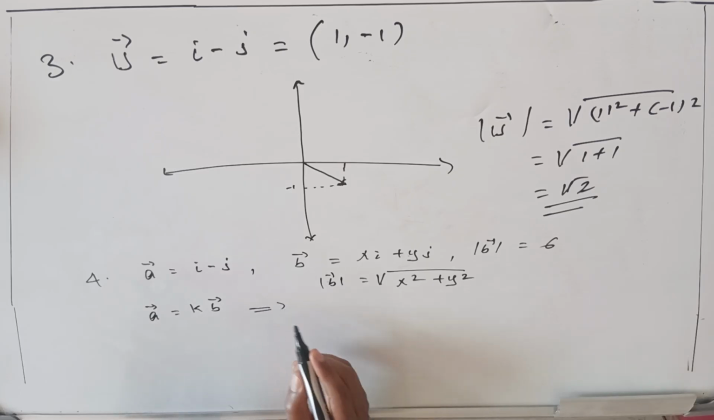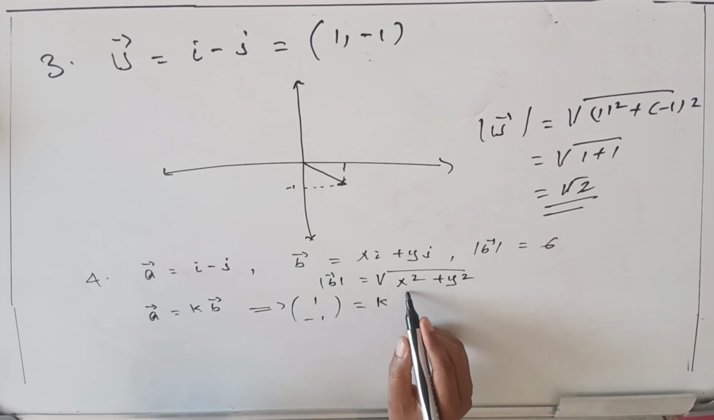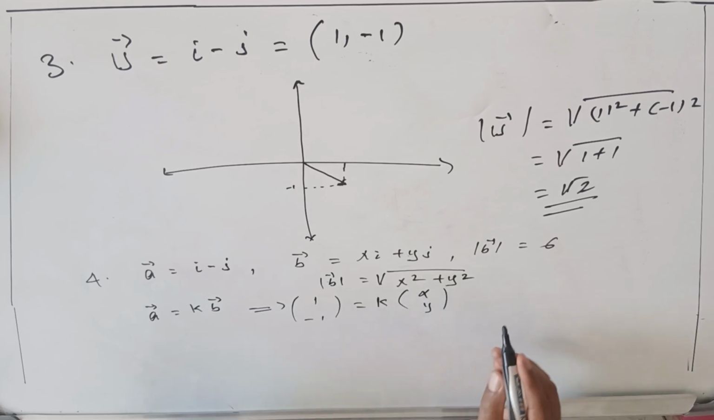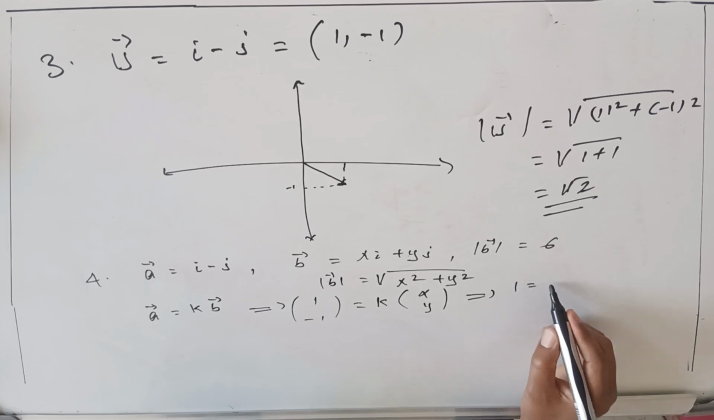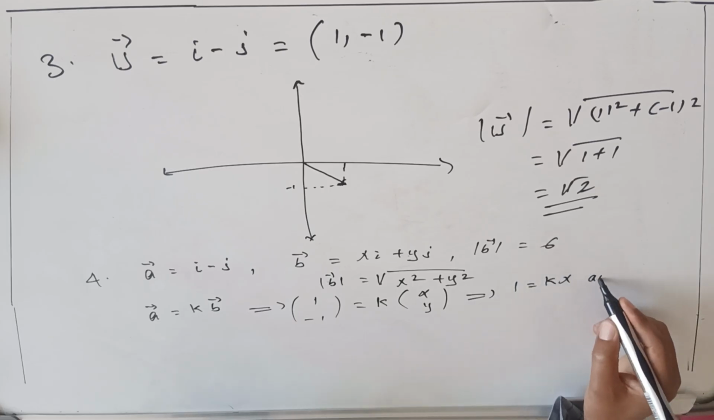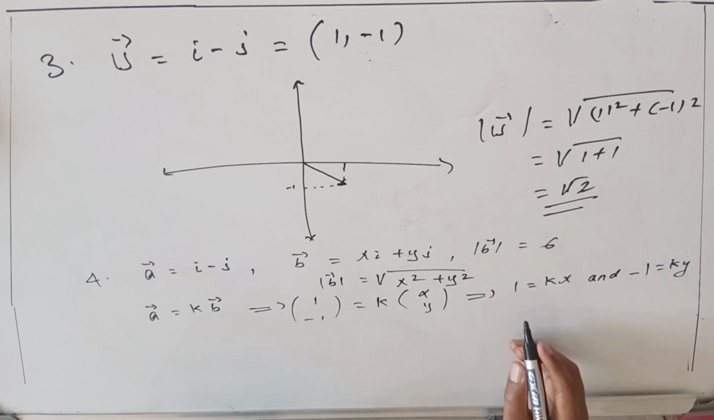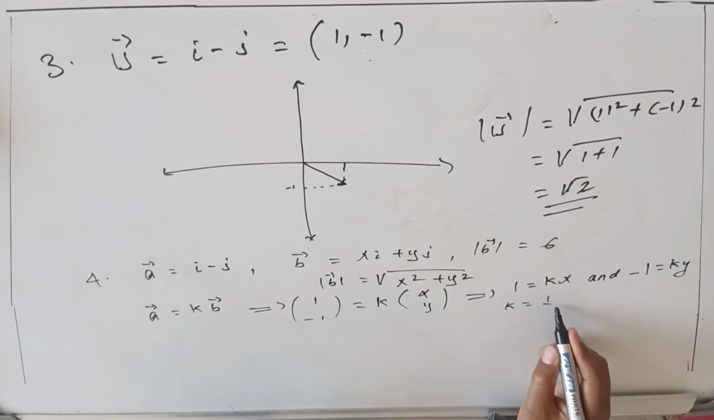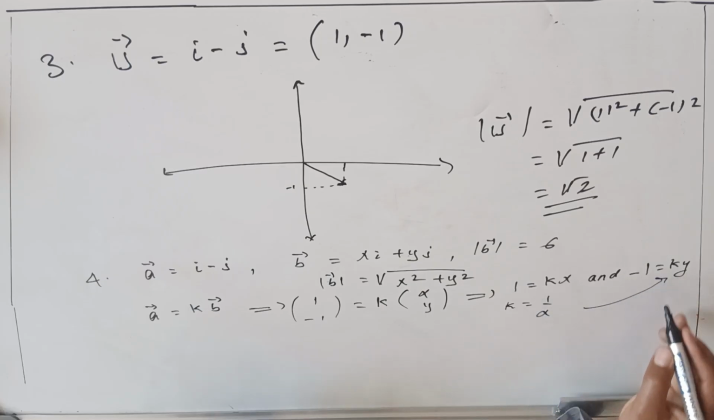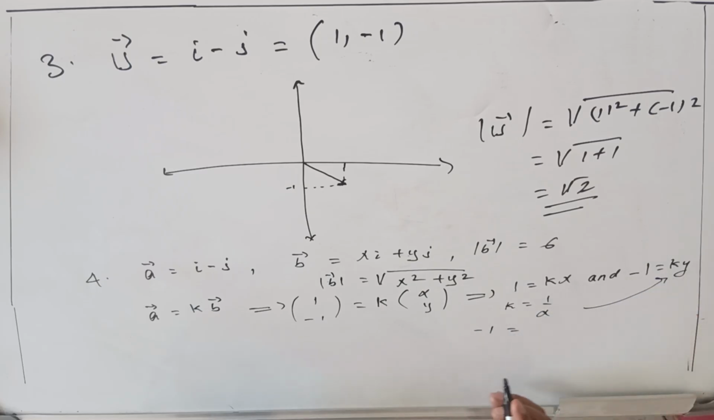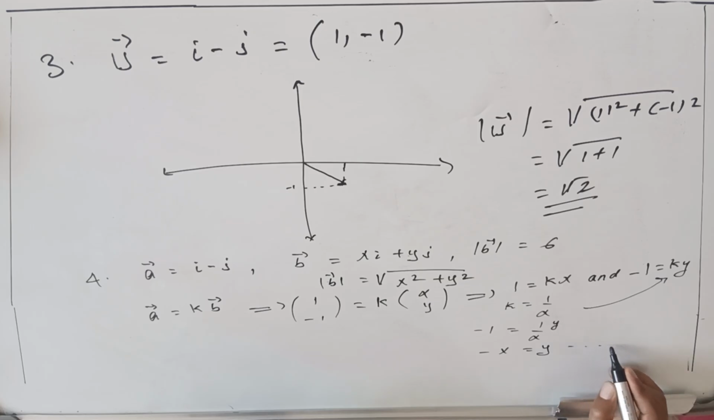So this implies (1, negative 1) is equal to k times (x, y). That is, 1 is equal to k times x and minus 1 is equal to k times y. And from this one, k is equal to 1 over x. Just replace this one in this one. That is minus 1 is equal to k times y. Now, k is 1 over x, times y. That is minus x is equal to y. Just take this one as equation 1.